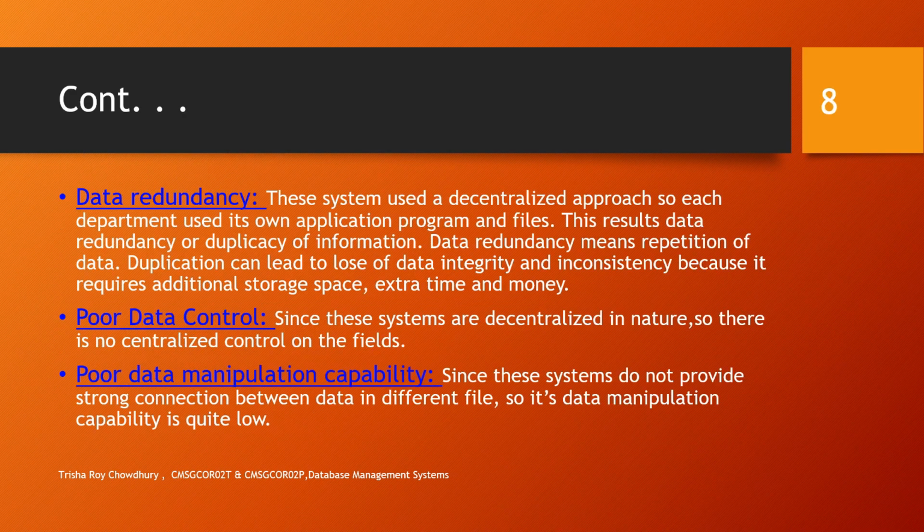What is data redundancy problem? In the file-oriented approach system, this system used a decentralized approach, so each department used its own application program and files. This results in data redundancy or duplicacy of information. Data redundancy means repetition of data. Duplication can lead to loss of data integrity and inconsistency because it requires additional storage space, extra time and money.